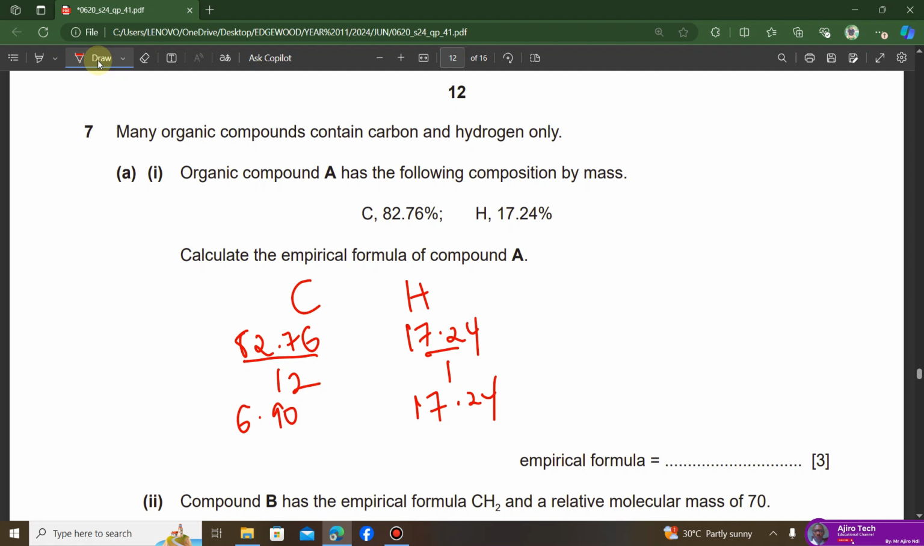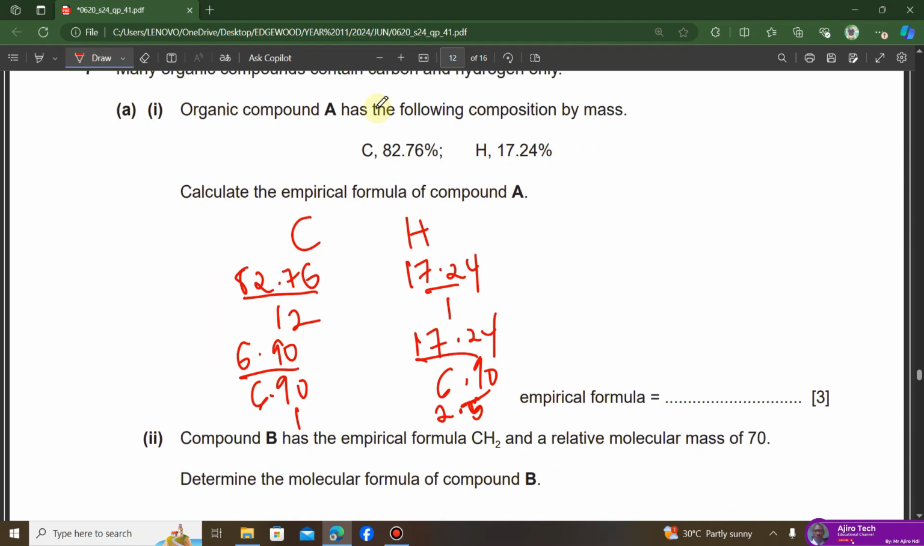All right, so from here now we can simply divide by the lowest number. So divide 6.90 by 6.90, so this becomes 1, and then we have 17.24 divided by 6.90. So we have 2.4, which is like 2.5 right there. All right, so we have 2.5.